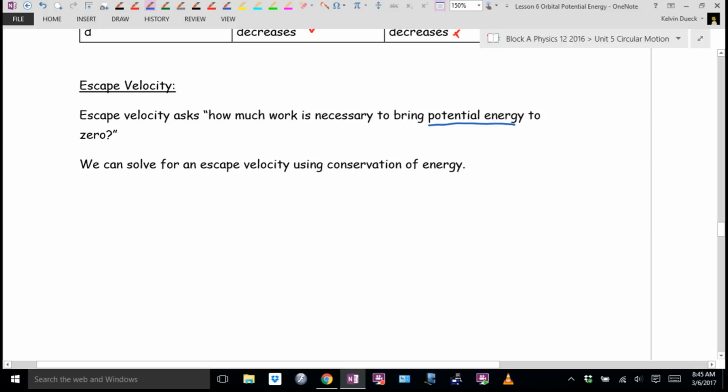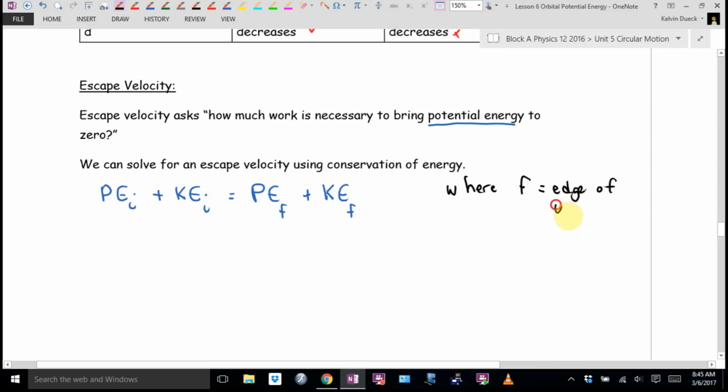We can solve for escape velocity using conservation of energy. We can solve for escape velocity by saying potential energy initial plus kinetic energy initial equals potential energy final plus kinetic energy final. Where final is the edge of the universe out to infinity.